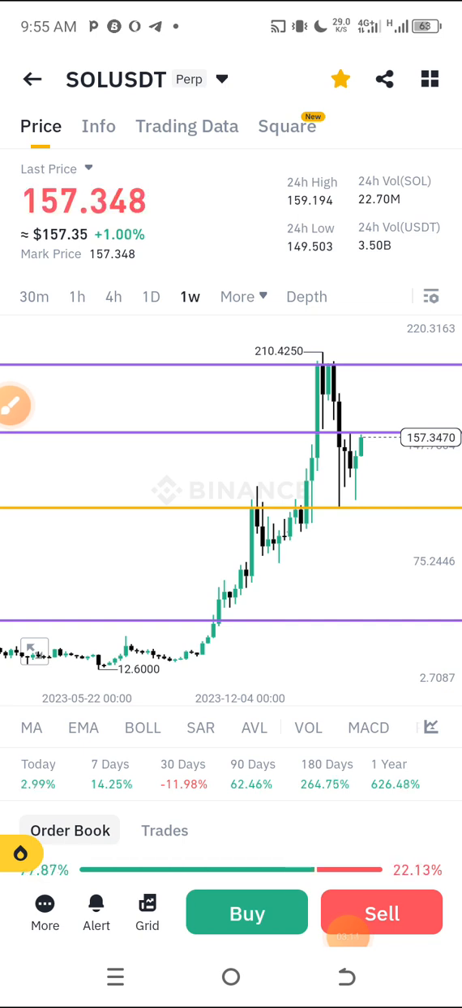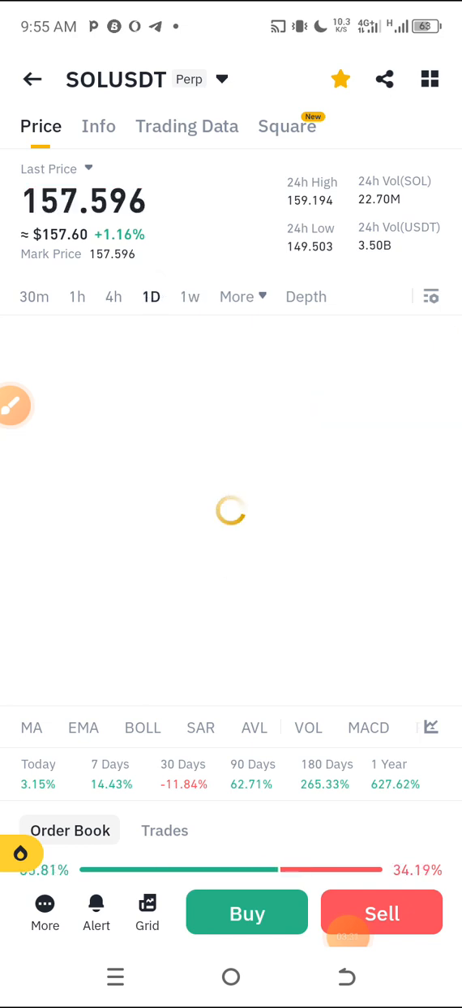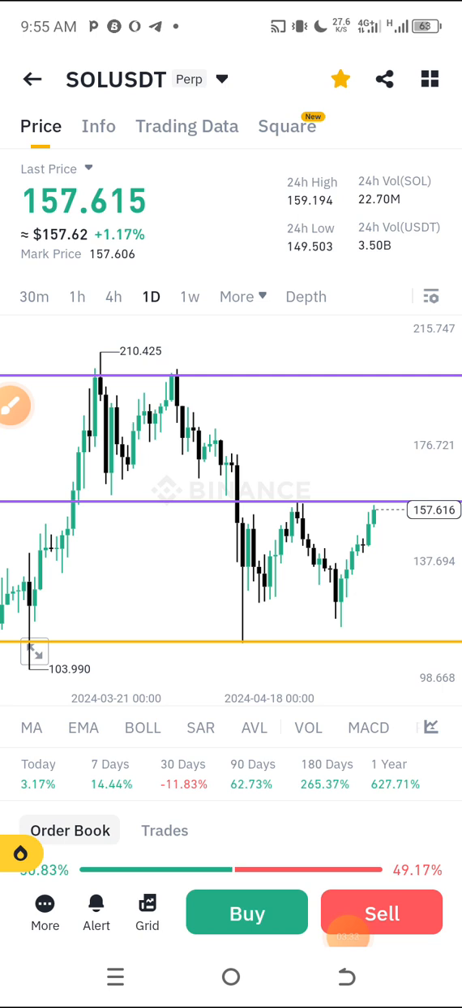So now what are you going to do? Are you going to go with the weekly or going with the daily? All the time, the higher time frame is more important than the lower time frame. So if the weekly is telling me that it's bullish, it's bullish. Now the daily is giving something opposite.